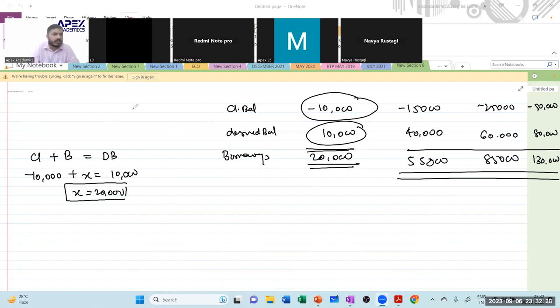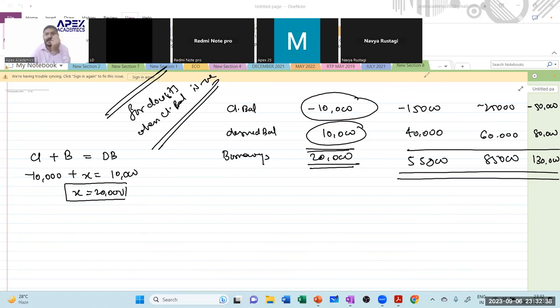This is for doubts when closing balance is negative. I hope this is taken care of. This is extra. You can take a screenshot of this if you want to. It will help you in revision.